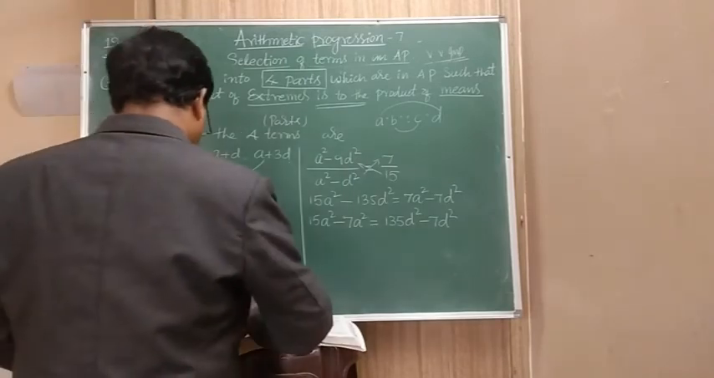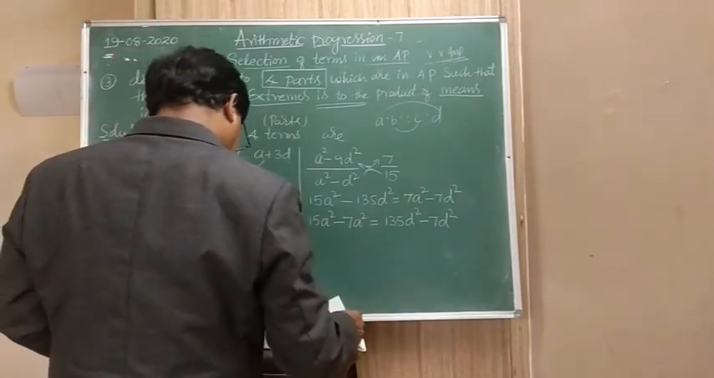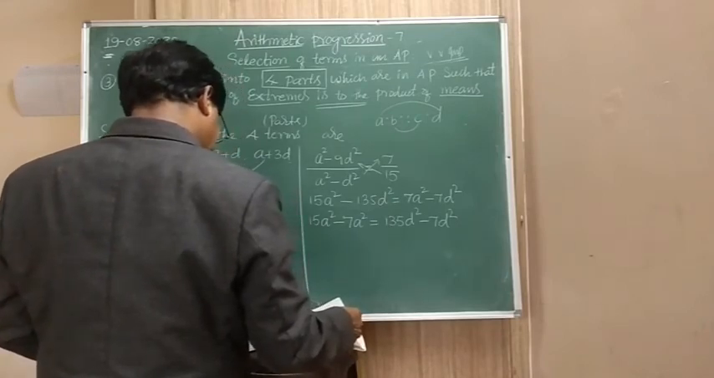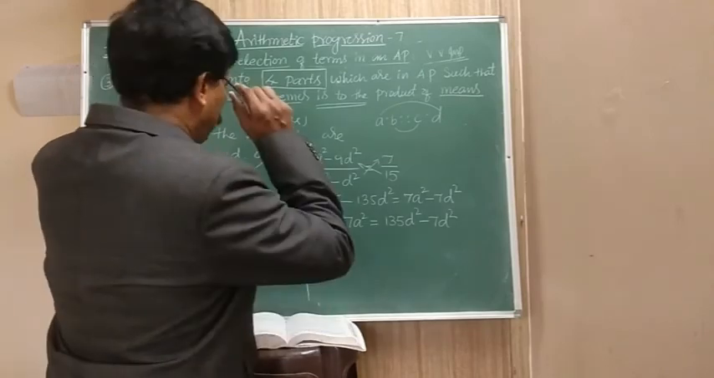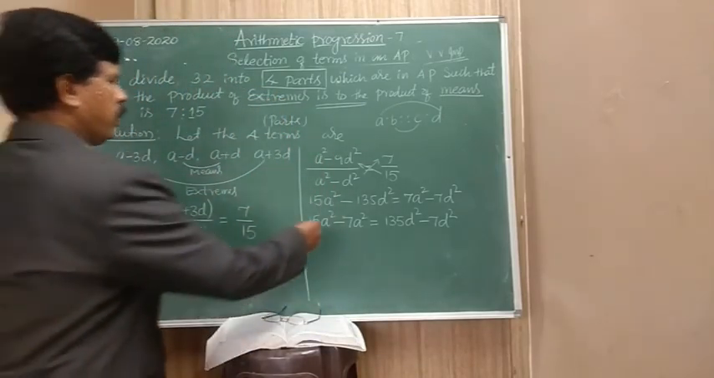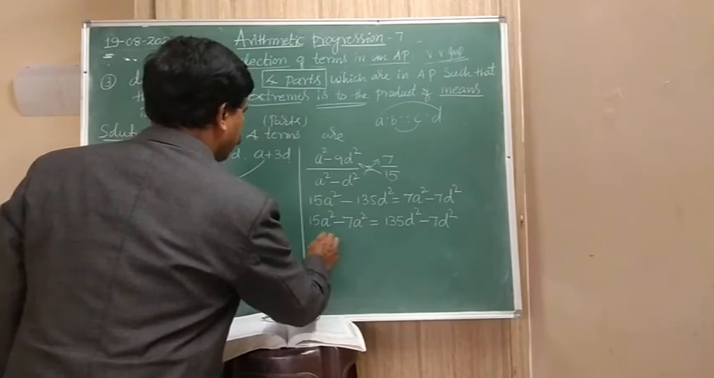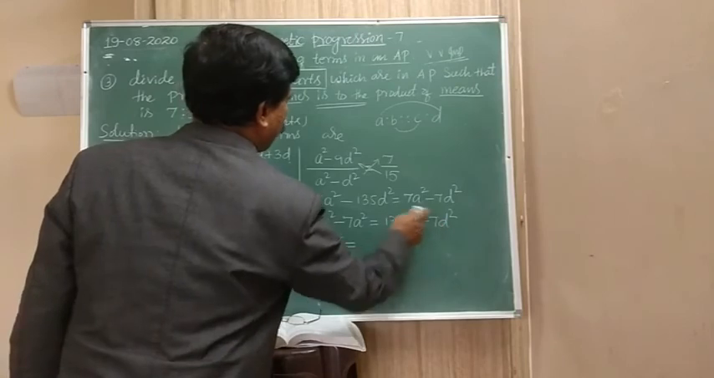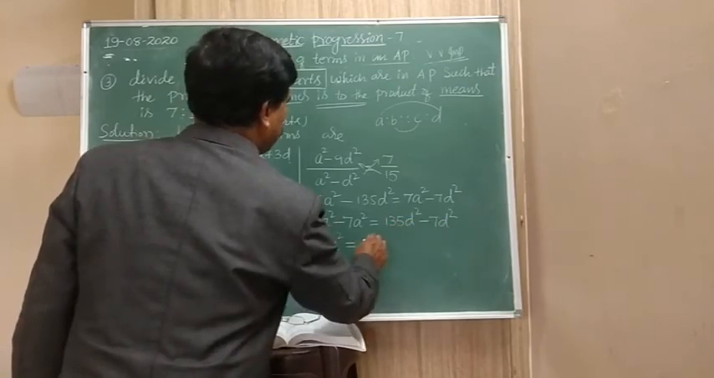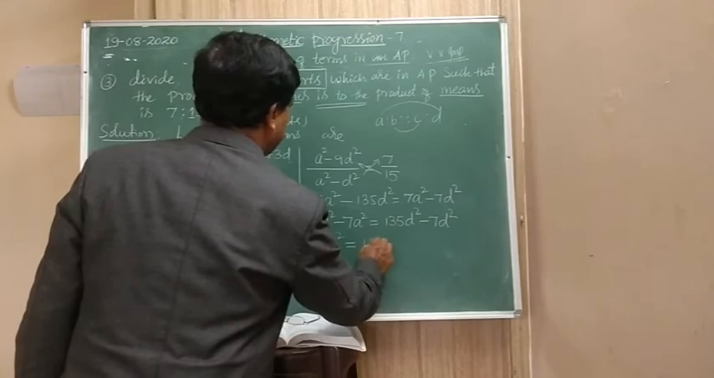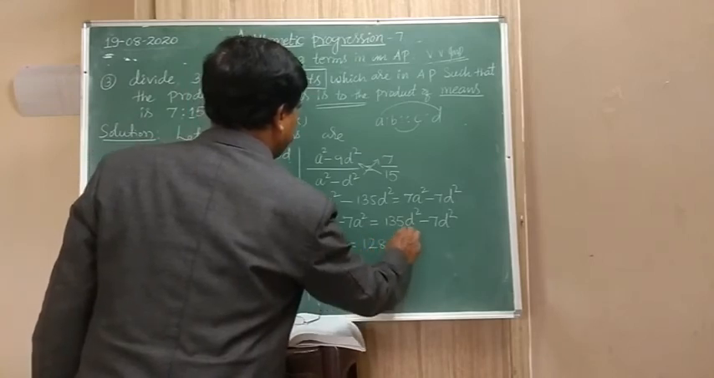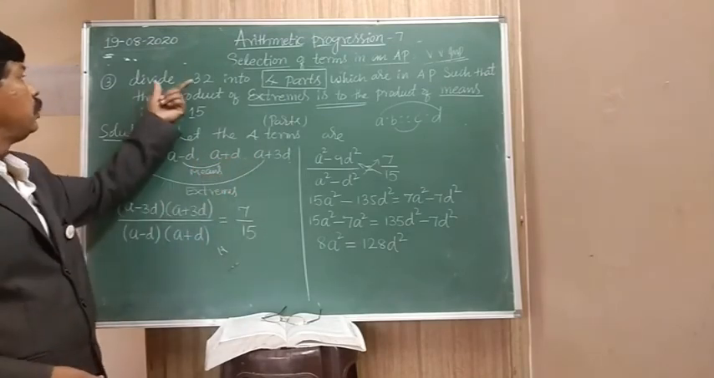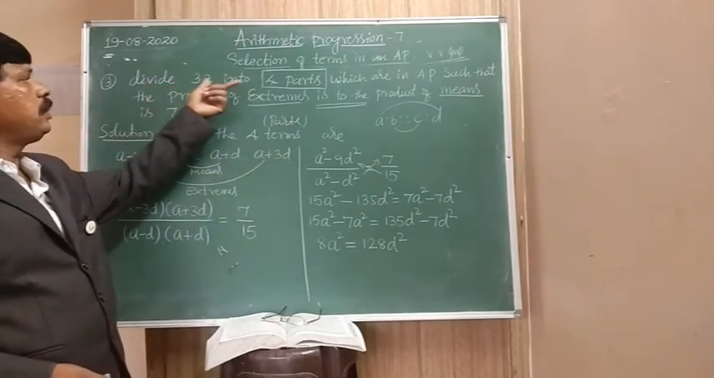Okay. Now here is one part that is given: divide 32 into 4 parts. Now here 15 minus 7 is 8 a square, is equal to 135 minus 7, that is 128 d square. Now here the first thing I left out is that they have given that we divide 32 into 4 parts.